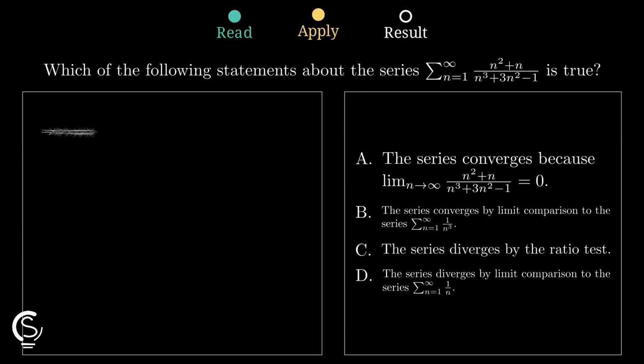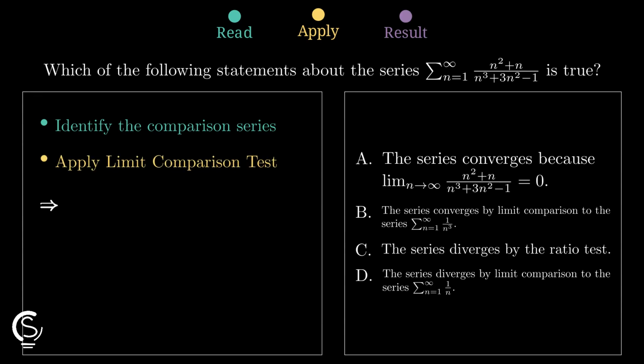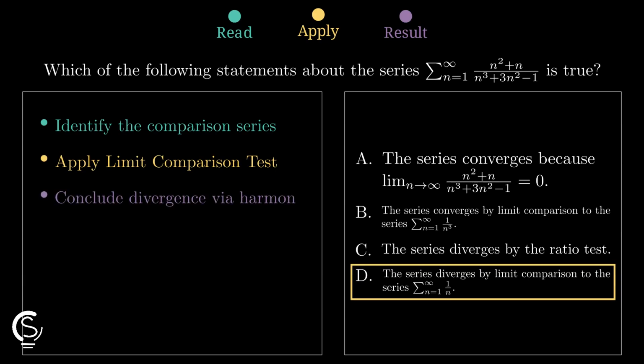Next, apply the limit comparison test by dividing our original series by 1 over n. As n goes to infinity, the ratio of the leading coefficients equals 1, which is positive. Since the limit is a positive constant, both series behave similarly. The harmonic series diverges, so our original series also diverges. Option D is correct.